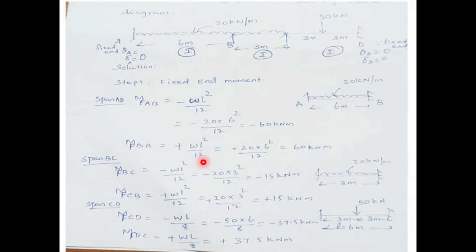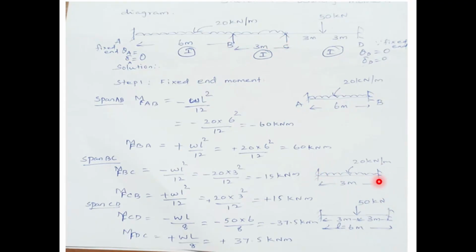Here W is UDL 20 kilonewton per meter. L is span that is 6 meter. So substitute that value. You get M of AB is minus 60 kilonewton meter and M of BA is plus 60 kilonewton meter. Okay. Now consider next member BC. Fix both the end. What is the span of this BC?